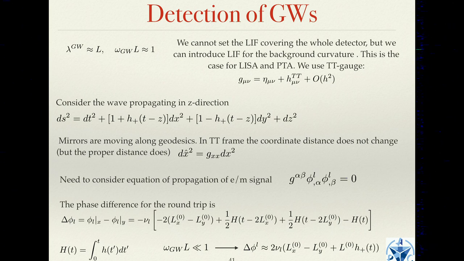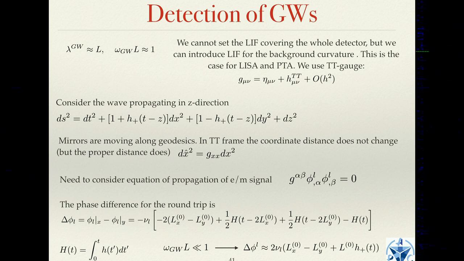So you see, I have changed the coordinate frame, and my interpretation becomes completely different. So before, for the beam splitter in LIGO Virgo, I can cover my whole detector by a local inertial frame, and there what I see is that the laser propagates like in flat space-time, and the only effect is just end mirrors moving under the influence of the gravitational wave.